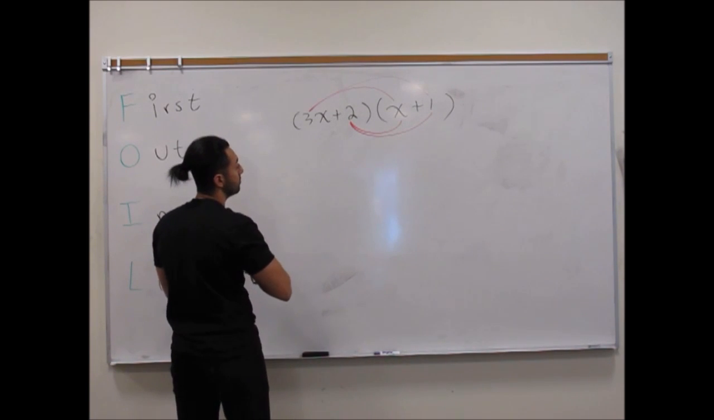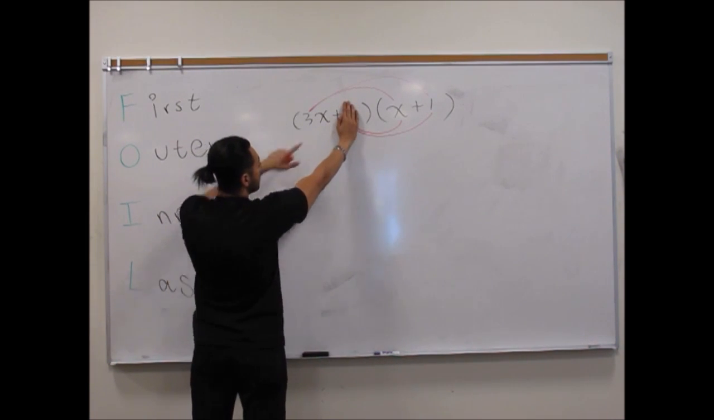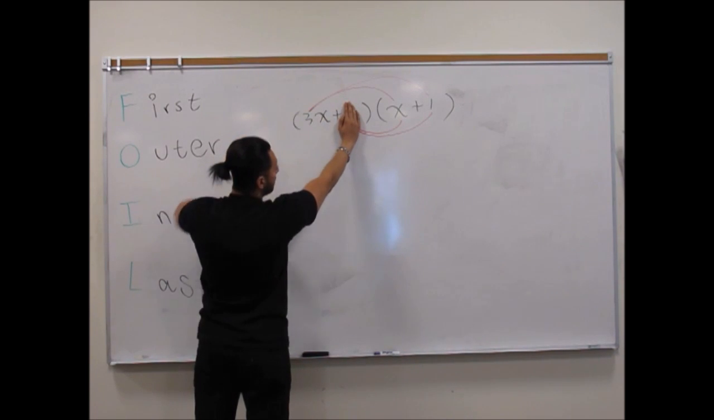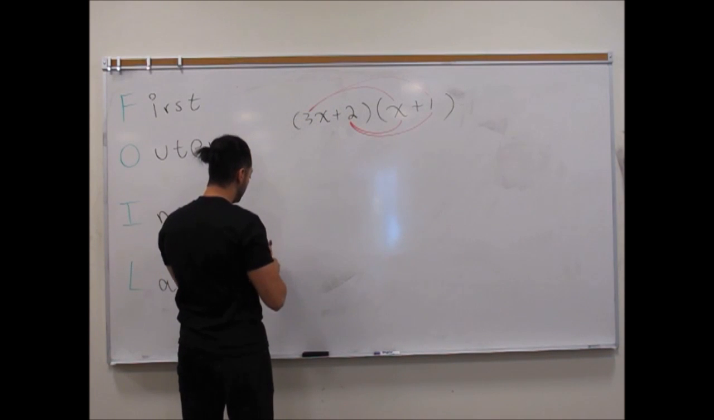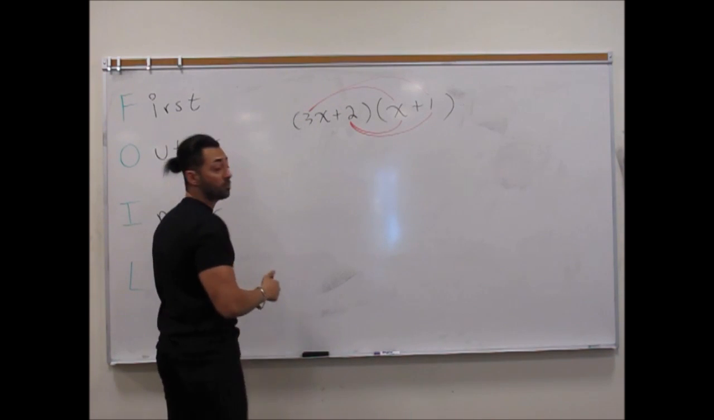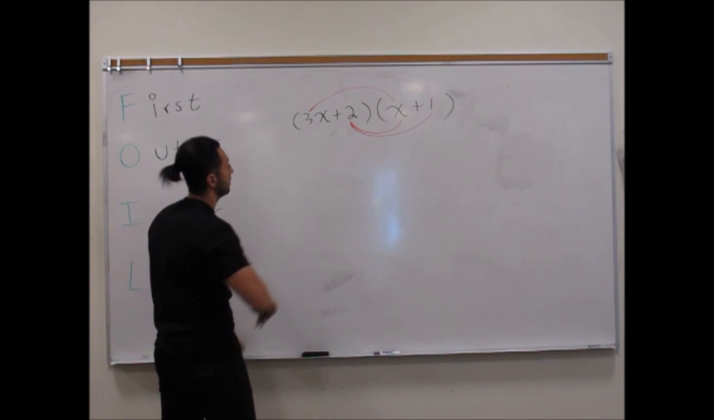Again, it's just like a distributive property, right? If this guy was in here, you distribute that into both. And if this guy was in here, you distribute the 2 into both. So it's really like keeping the distributive property in the back of your mind helps out a lot.